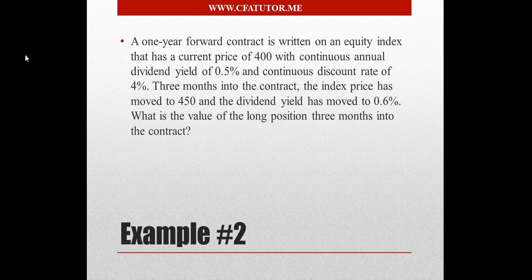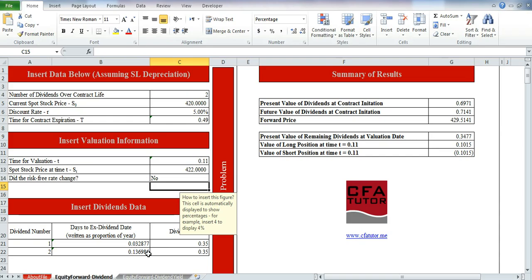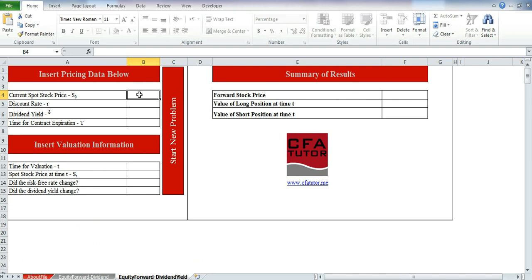This is actually one of the questions from the CFA, the daily CFA trivia. So let's try to answer it. If we would like to have a dividend yield rather than a schedule of dividends, we'll click on the second sheet and we'll enter the information that we have.